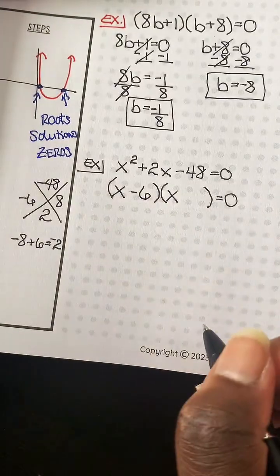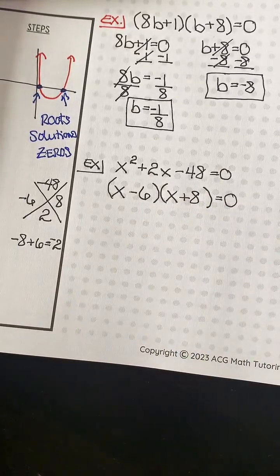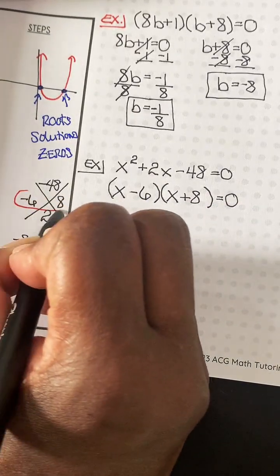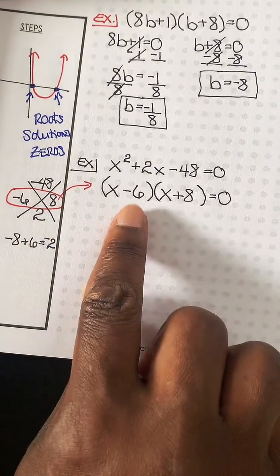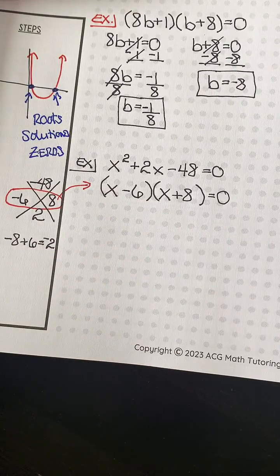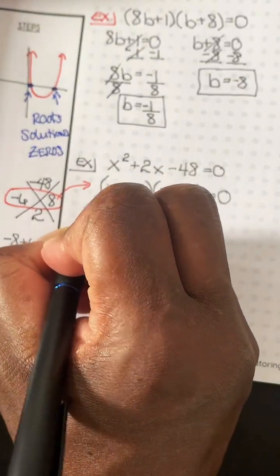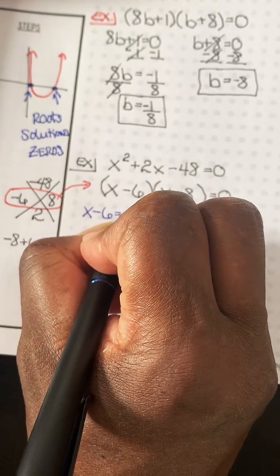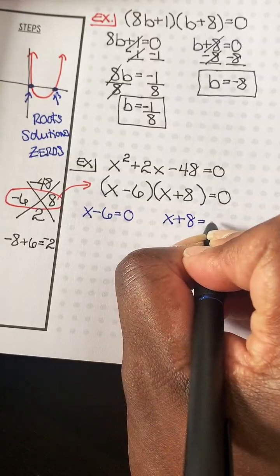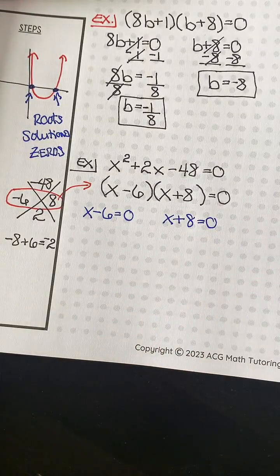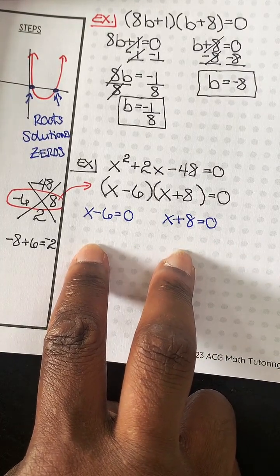-6 is in one parenthesis. The +8 that we found is in the other parenthesis. So usually anything that we find here will go into our parentheses. Now that we have our two factors, we're going to set each of those two parentheses to equal 0. So we have x minus 6 is equal to 0, and we have x plus 8 is equal to 0. Okay. What do you think my solutions for x is going to be?